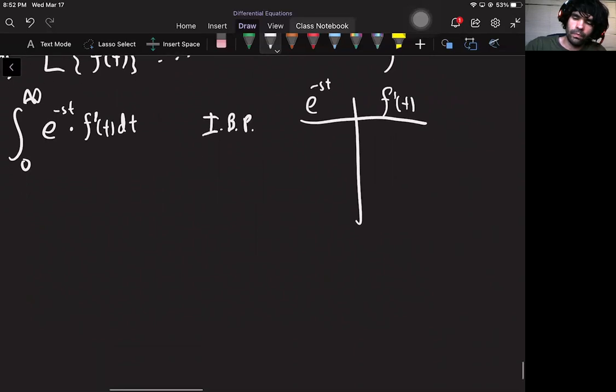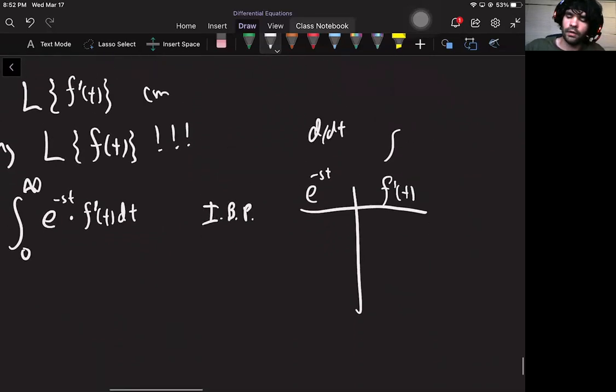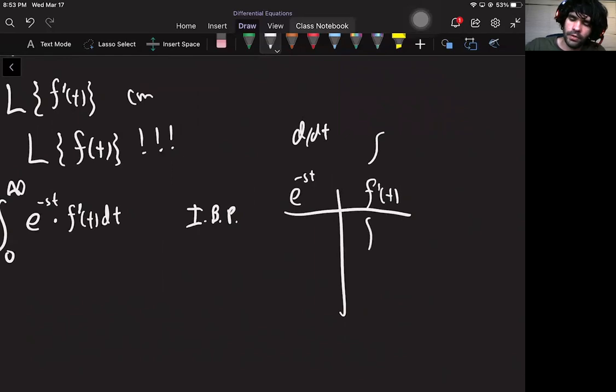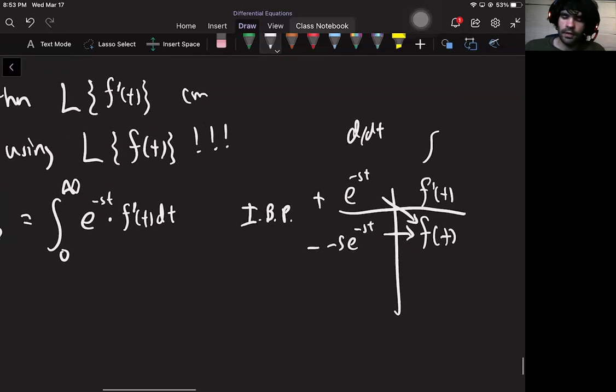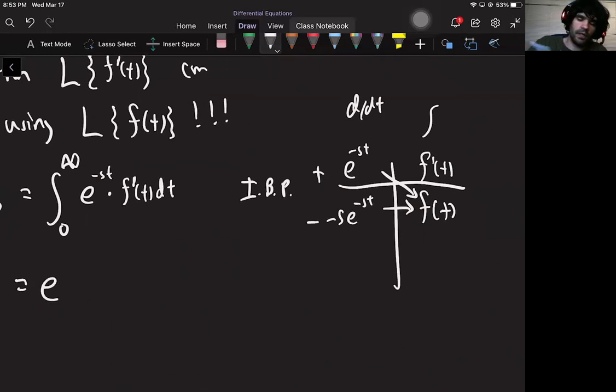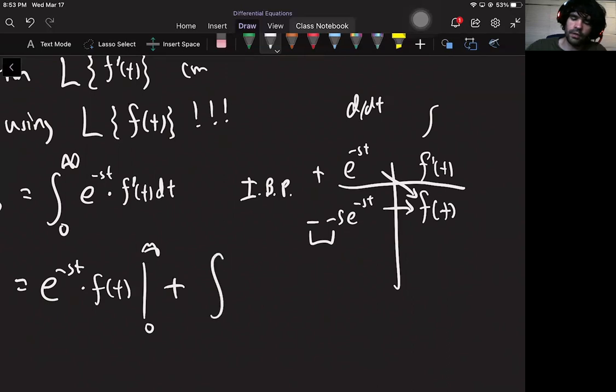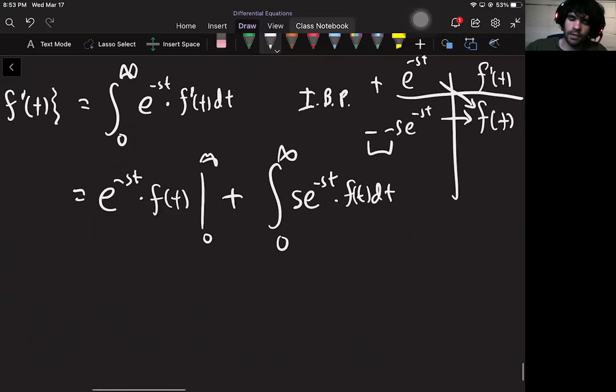So then what do we get here? What is the integral of f prime? Well, it's just f, great. And what is the derivative? This guy, it's negative s e to the negative st, but then I have to do this plus or minus business. And I'm going to do this to calculate the integral. So it's going to be e to the negative st times f of t, 0 to infinity, plus, because these two negatives will cancel. And then I go across, so I keep the integral s e to the negative st times f of t dt.